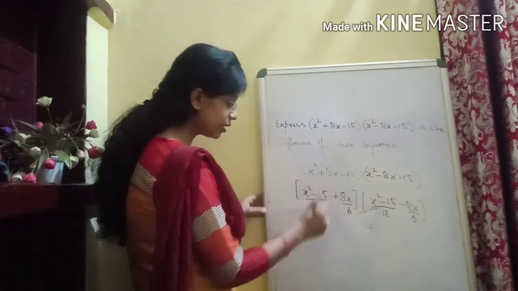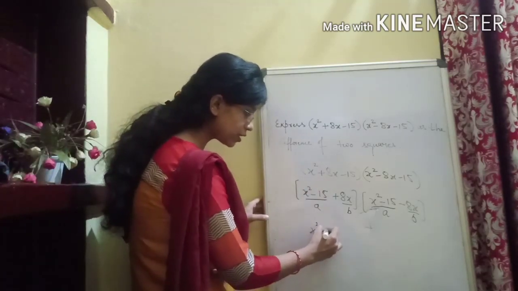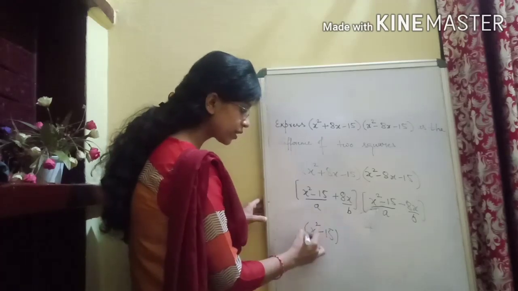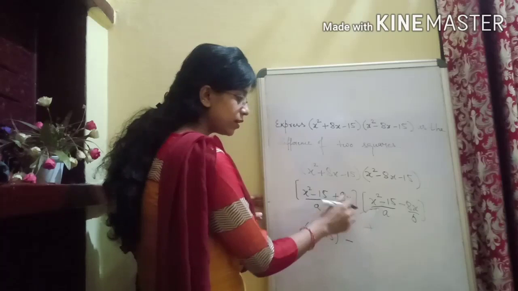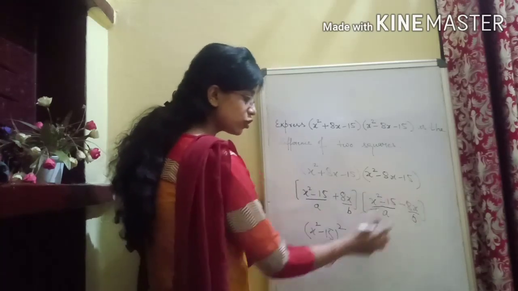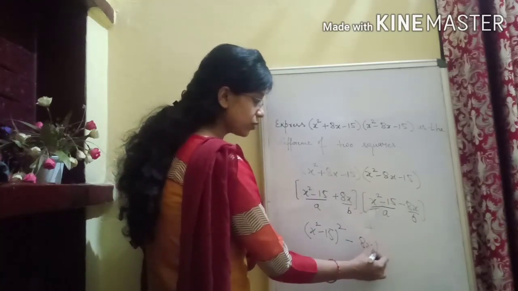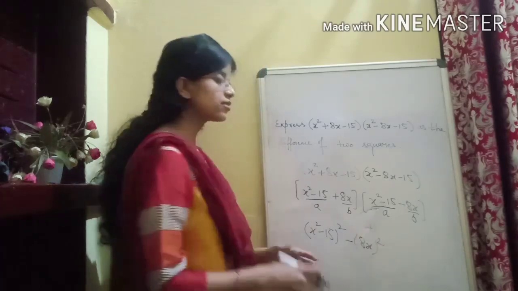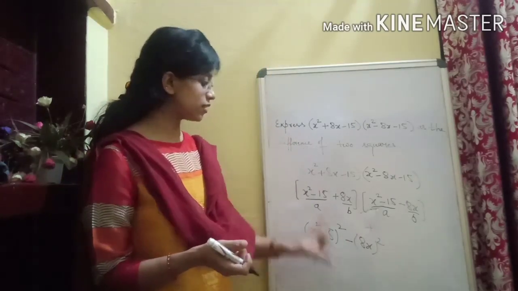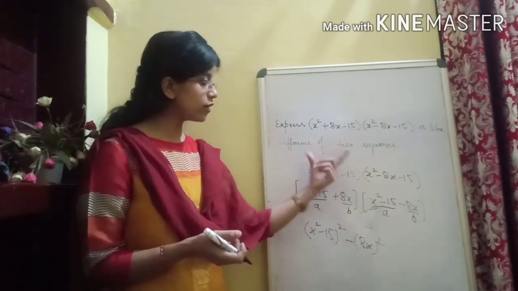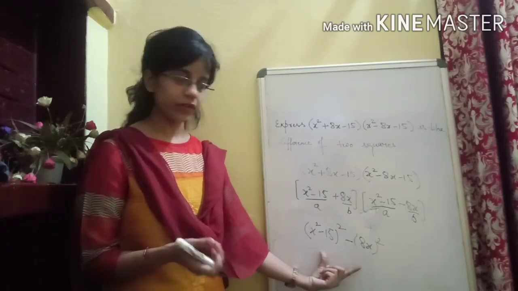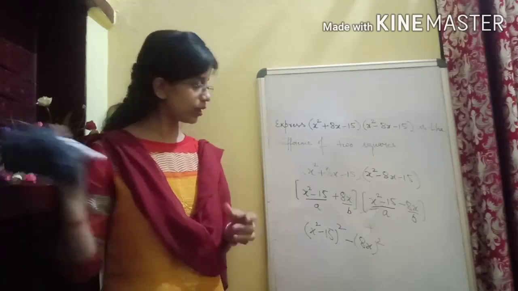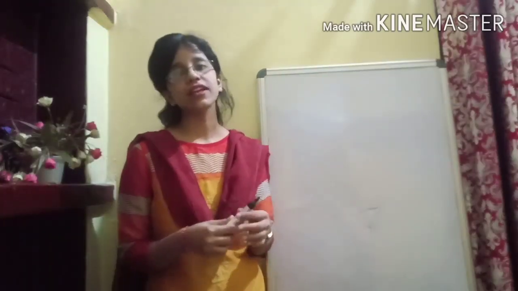But your A here is x square minus 15. This is your A, and then square, minus B square. What is your B? When we have compared, what is your B? It is 8x. So it is squared. And since they have asked us to express this as a difference of two squares, we have reduced this expression as a difference of two squares. So this is our solution. Okay. This is our second exercise.